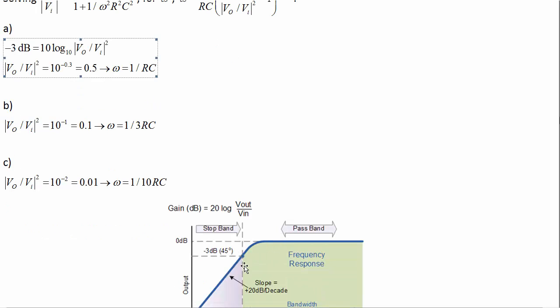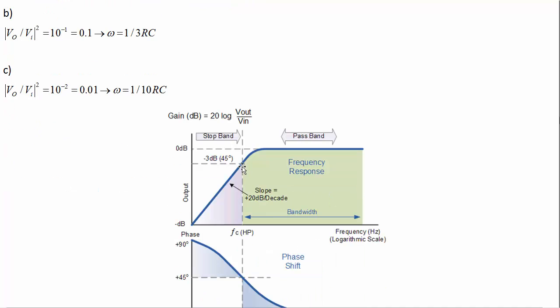So if you want a stronger attenuation, you need to move your 3 dB frequency. By adjusting the value of R and C, you can change where this frequency is and how your filter is going to behave.